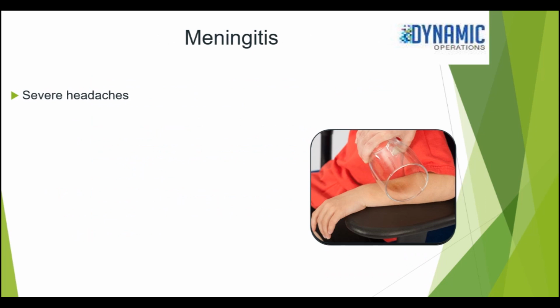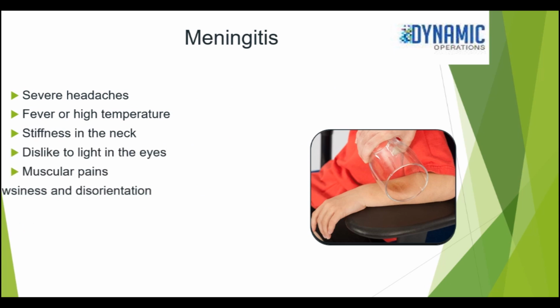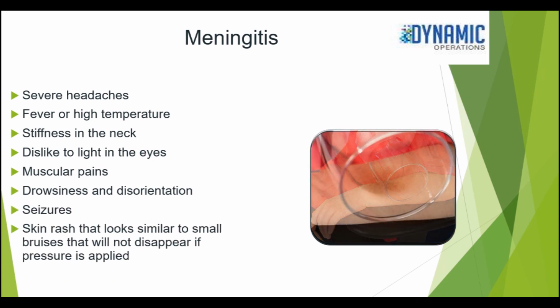Meningitis. Symptoms could include severe headaches, fever or high temperature, stiffness in the neck, quite common, dislike of light in the eyes, muscular pains, drowsiness, disorientation, seizures, and a skin rash that looks similar to small bruises that will not disappear if pressure is applied. We need to be careful because there are two main types of meningitis, bacterial and viral. The symptoms can be exactly the same.